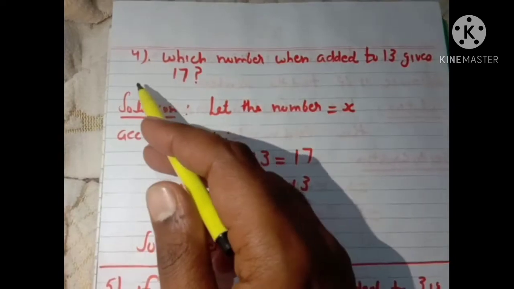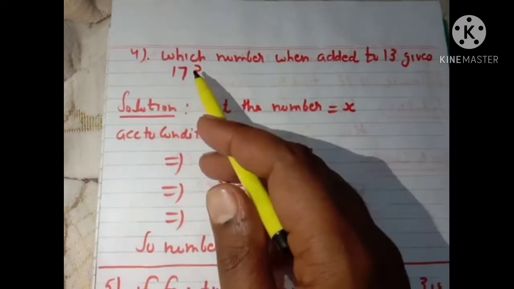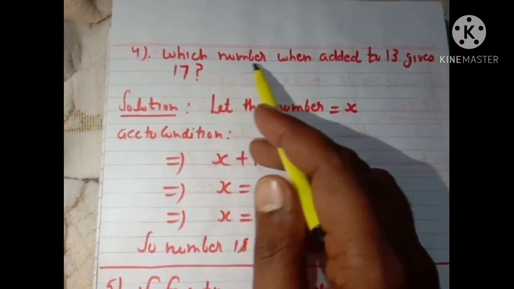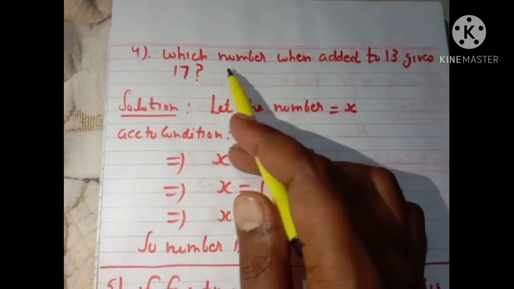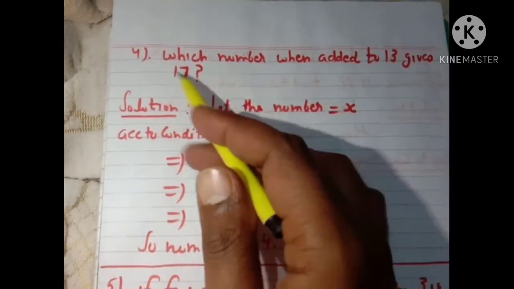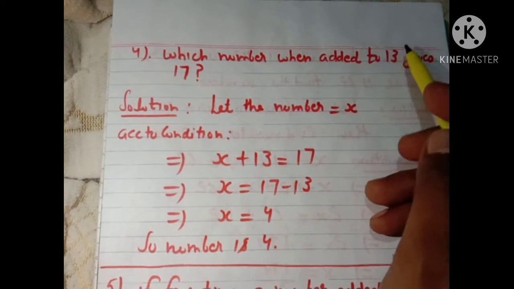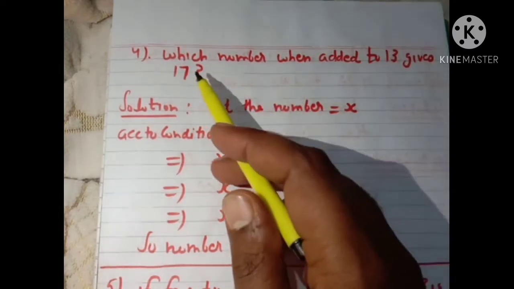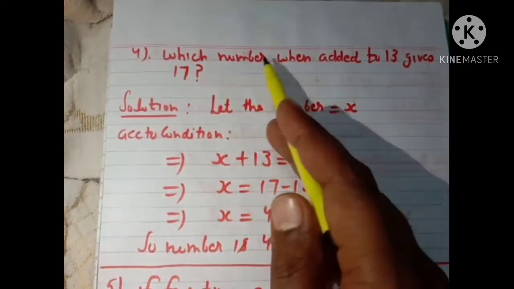So okay, now see the fourth sum. It is very simple. So you can see the statement: which number when added to 13 gives 17. So it means that which number we have to add to 13 so that the answer will be equal to 17. So we have to find out that number.